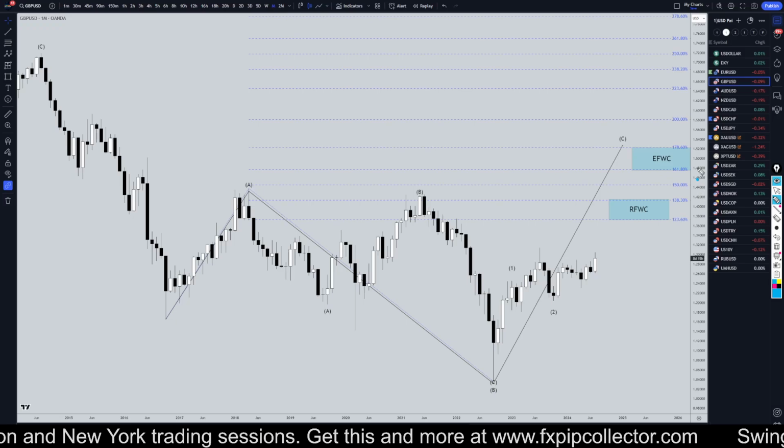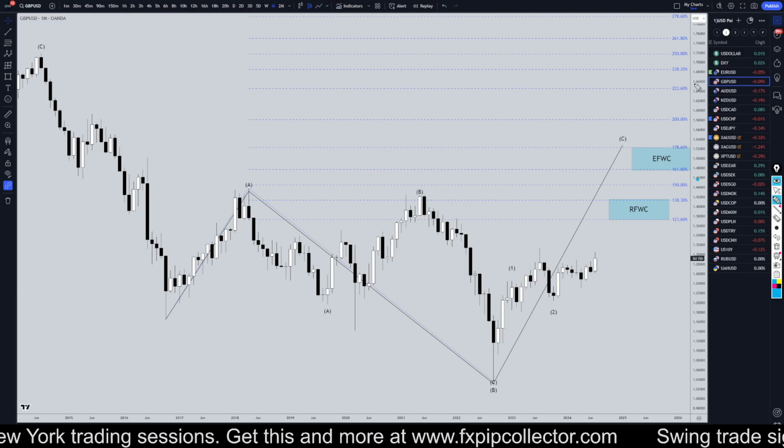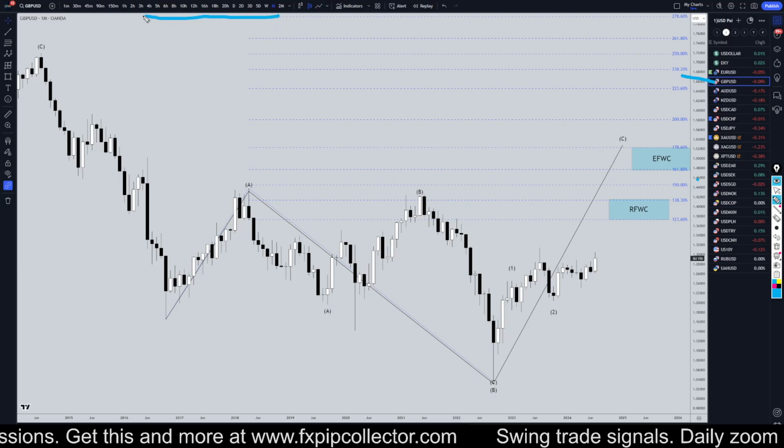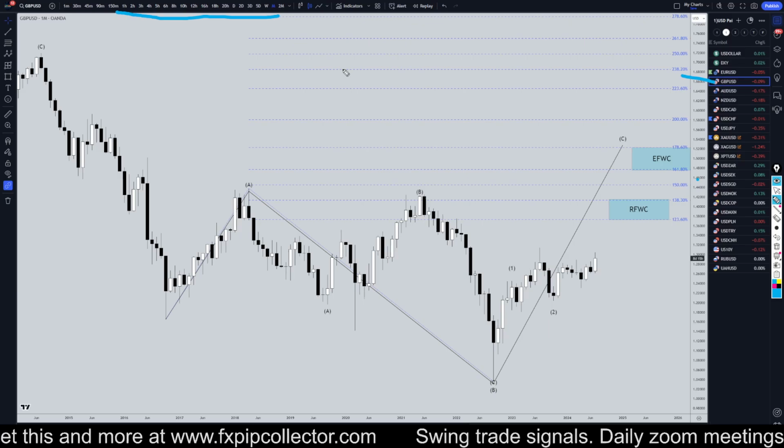Today is Tuesday, July 23rd, and I'm going to be analyzing the pound US dollar, starting on the monthly, working my way down to the 1 hour time frame for the full top-down analysis.